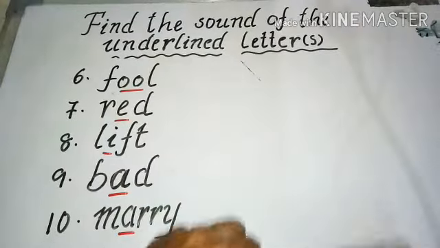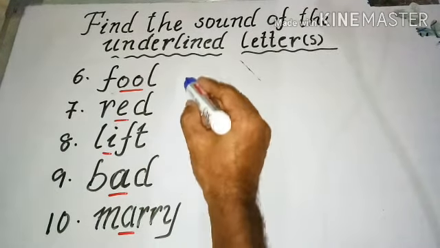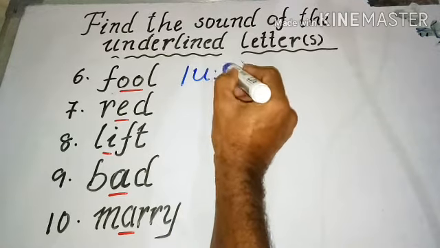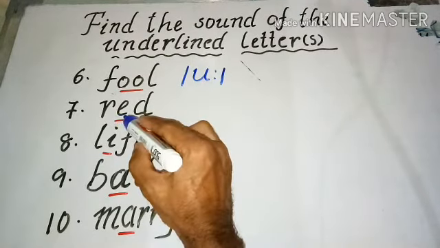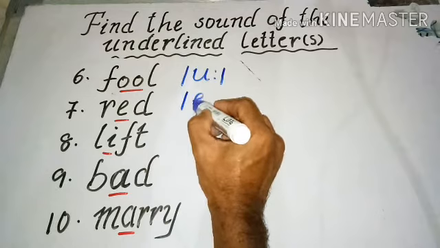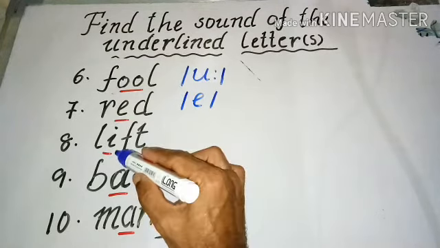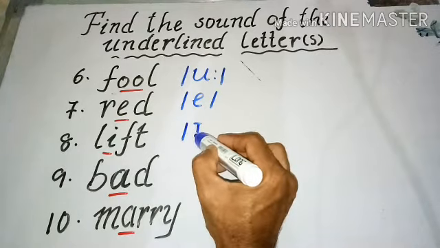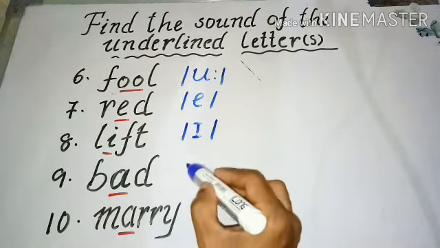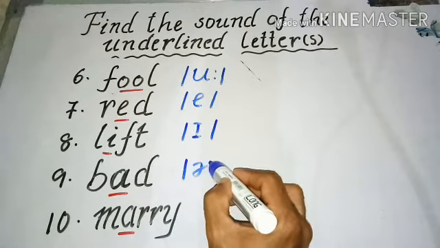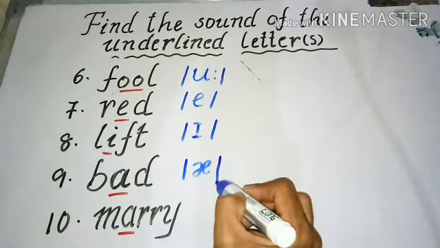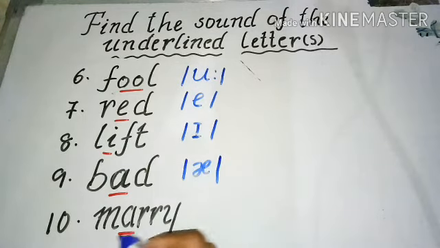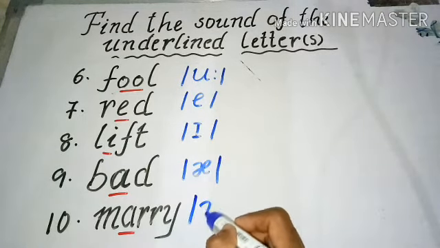Now consider these words. F-O-O-L, fool. Long U, fool. Red, short E. Lift, L-I-F-T, lift, short I. Bad, B-A-D, bad, as we see in fan and man, the sound is A.